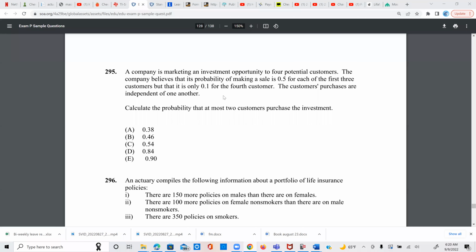A company is marketing an investment opportunity to four potential customers. The company believes that its probability of making a sale is 0.5 for each of the first three customers and 0.1 for the fourth. The customers' purchases are independent. Calculate the probability that at most two customers purchase the investment.